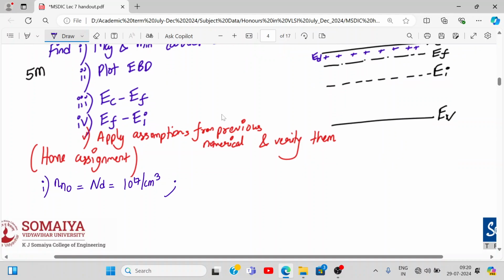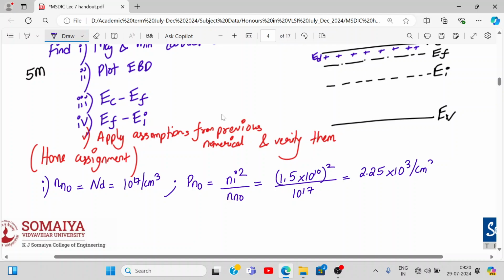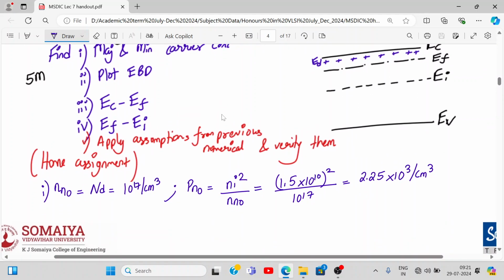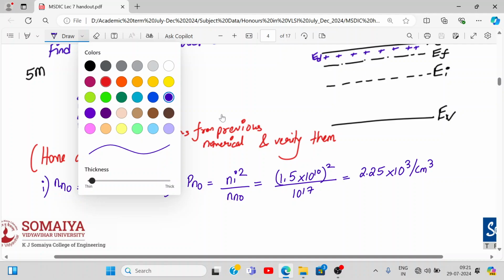What will be the minority carrier concentration? Pno will be ni square divided by Nd or Nno. So what is ni? 1.5 into 10 raised to 10, squared, divided by Nno, which is Nd, 10 raised to 17. So what is the number which you are getting? 2.25 into 10 raised to 3, which is quite small. This carrier concentration is quite small. So understood how to write it down if you have not completed. Majority carrier concentration is this and minority carrier concentration is very less.